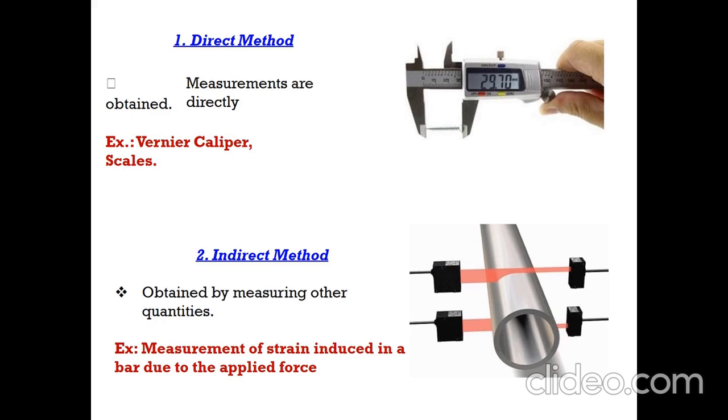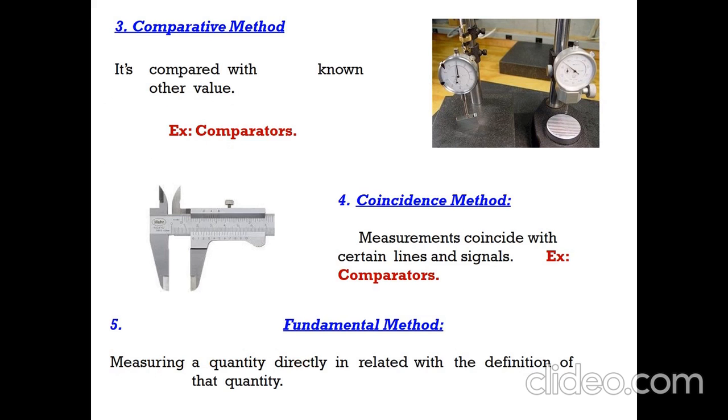So next, the comparative method. In this method, the value of the quantity to be measured is compared with the known value of the same quantity, or of another quantity practically related to it. So in this method, only the deviations from the master gauge are determined. Example: a dial indicator or other comparators.